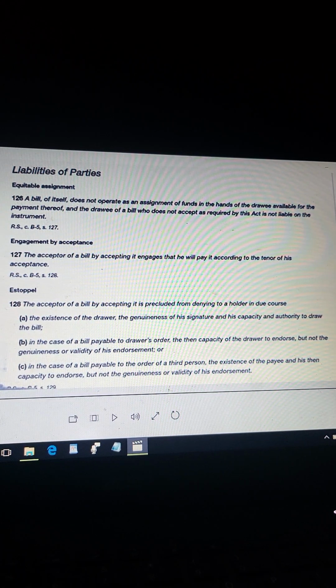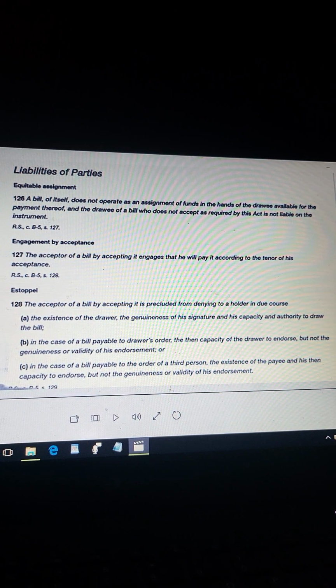When we come back, we're going to get to liabilities of parties. Liabilities of parties when we get back.